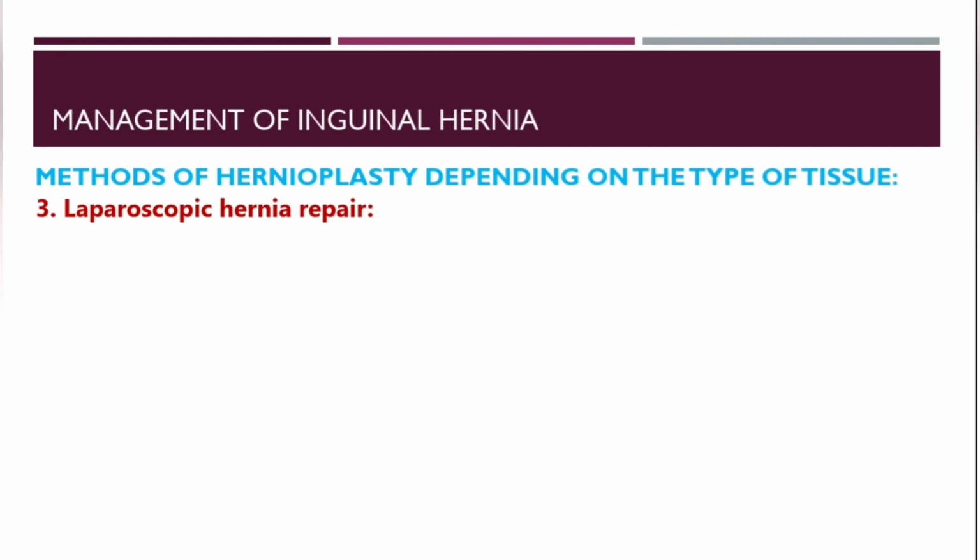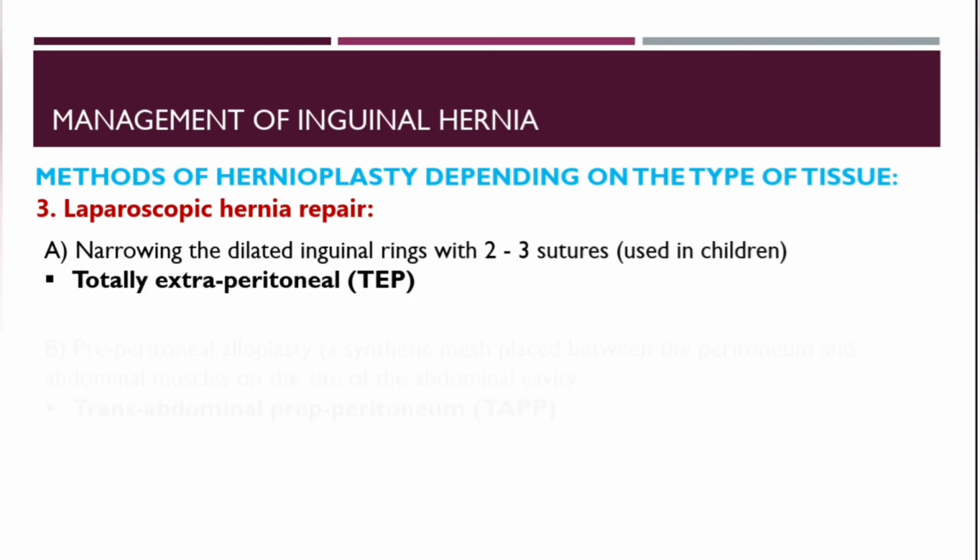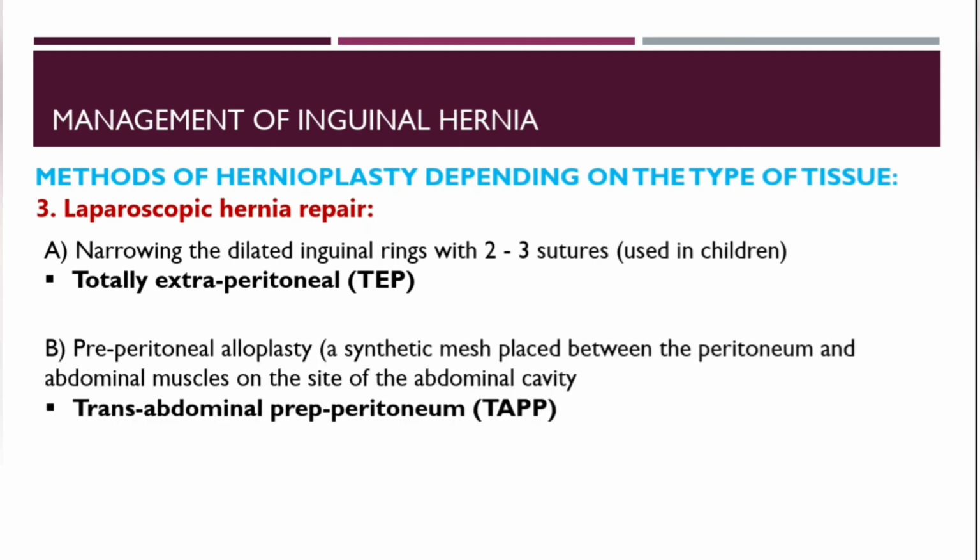The third method is laparoscopic hernial repair, right? So we can do this by narrowing the dilated inguinal ring with 2 to 3 sutures, right? This method is mainly used in children. It is also known as total extraperitoneal or TEP. We can also do this by preperitoneal alloplast, right? In this case, a synthetic mesh is placed between the peritoneum and abdominal muscles on the side of the abdominal cavity, called transabdominal preperitoneal or TAP.